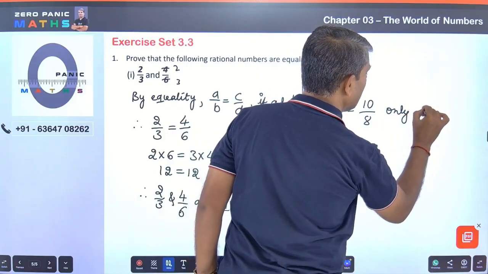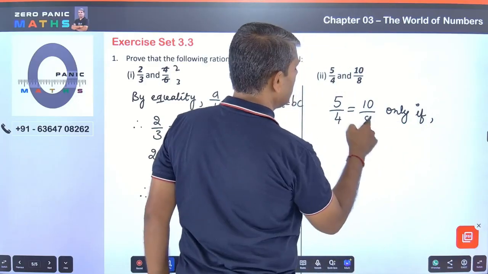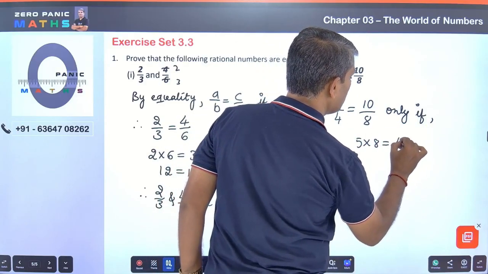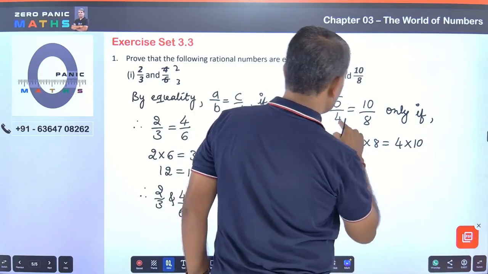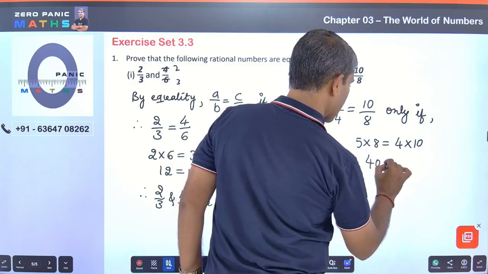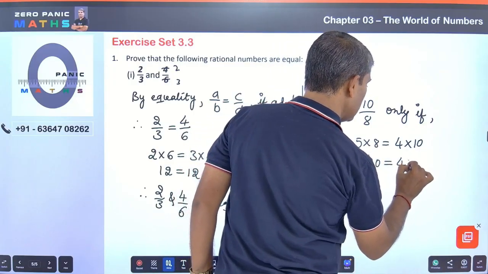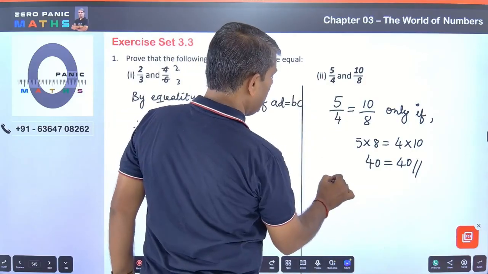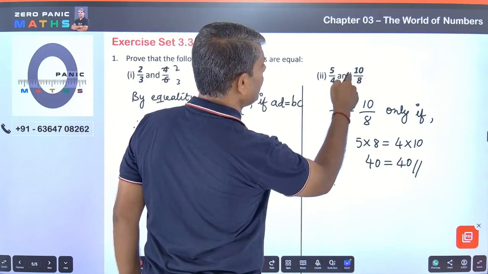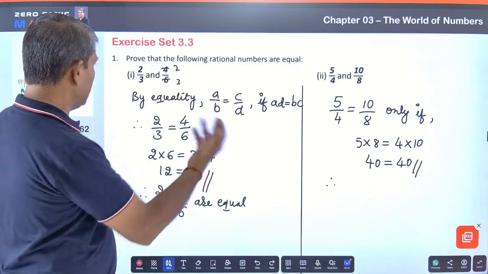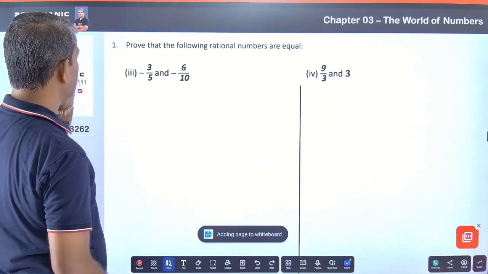only if 5 into 8, that is A into D, is equal to 4 into 10, that is B into C. 5 8s are 40, and 4 10s are also 40. Simple only. So finally you can write, therefore 5 by 4 and 10 by 8 are both equal. Understood, right? Let us quickly move to the next set of problems.